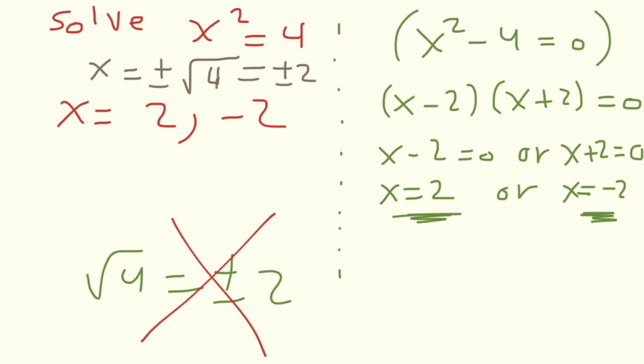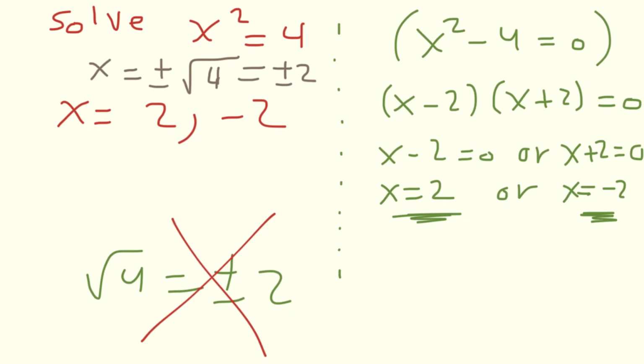So where does the plus or minus come from? It doesn't come from the radical. It comes from the equation. The plus and the minus come from the equation, because when you square something and you get 4, it means the value before squaring could be positive or negative. It doesn't come from the radical sign.